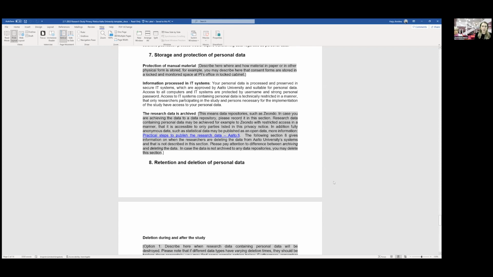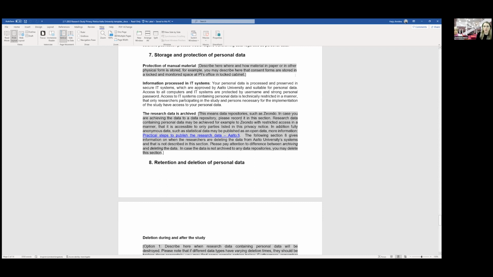Okay, section 7. This is more on the technical side. The purpose of this section is to tell the participant how and where the personal data is actually stored or processed. The first subsection is protection of manual material.